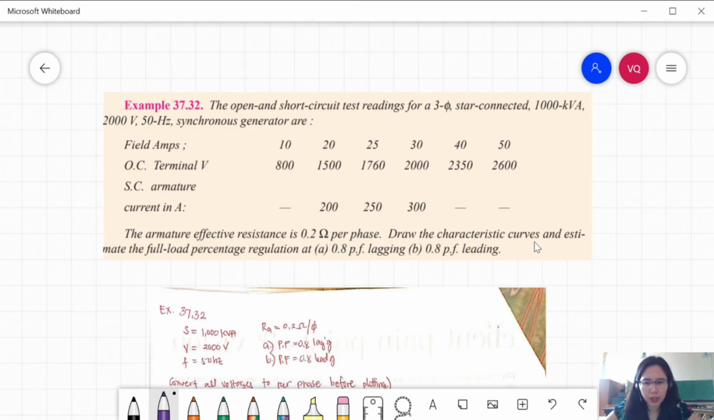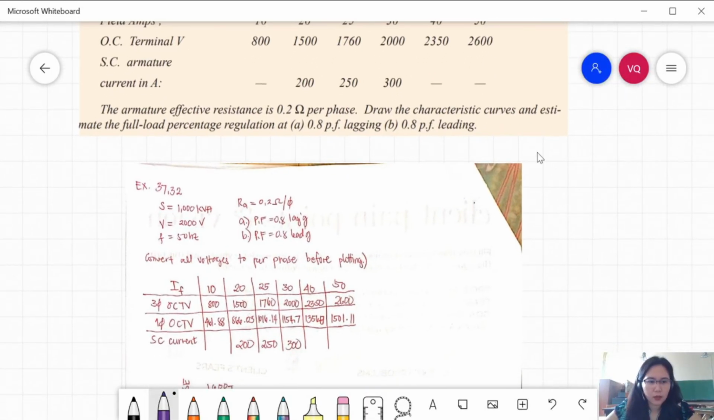Draw the characteristic curves and estimate the full load percentage regulation at 0.8 power factor lagging and 0.8 power factor leading. So in our problem, our RA is given, which is 0.2. The apparent power of this alternator is 1000 kVA. Its terminal voltage is 2000 volts, frequency is 50 Hz. Calculate the voltage regulation at 0.8 lagging and 0.8 leading.